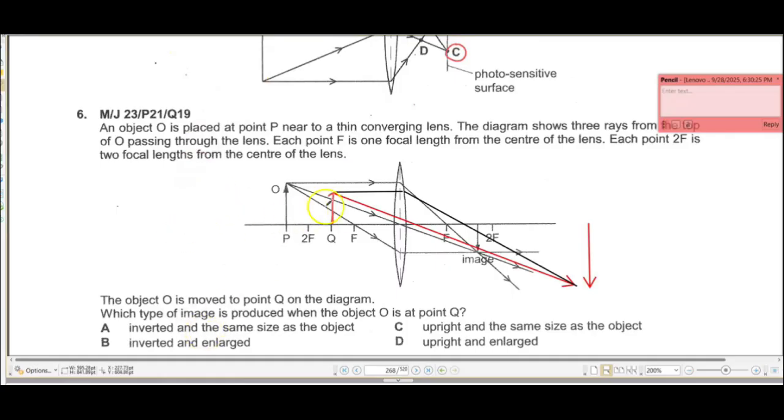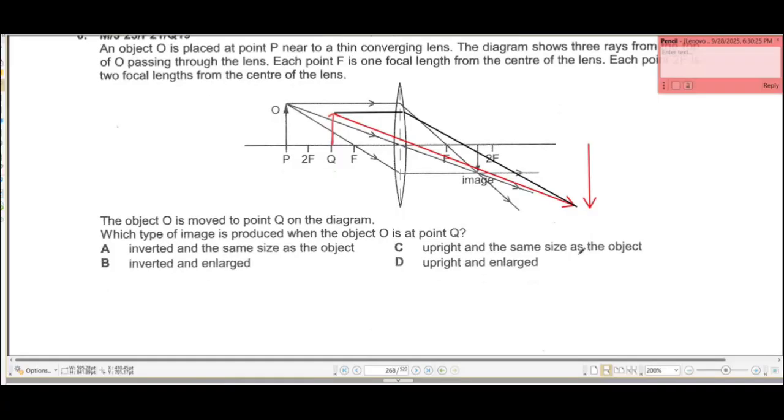Now once we've drawn the line, you can see that if the object was placed at the point Q, the one of the rays which was parallel to the principal axis would go like this, and then another ray would pass through the optical center of the lens. It moved a little, but it's okay. They will converge at a point that is beyond 2F, and you can see that the image size is much greater than the size of the object, and it is inverted as well. So once we know what kind of image is formed, it's going to be inverted and enlarged. So B is going to be our correct option for that.